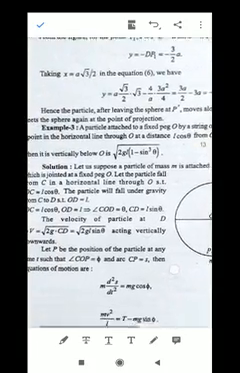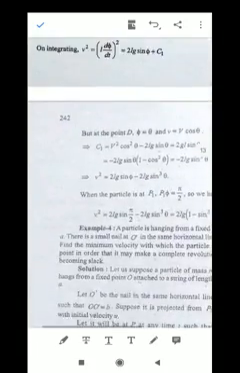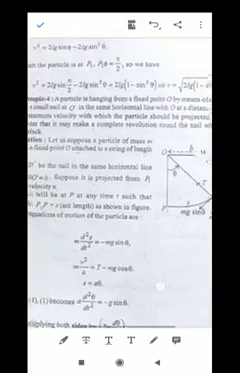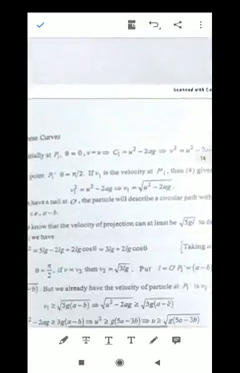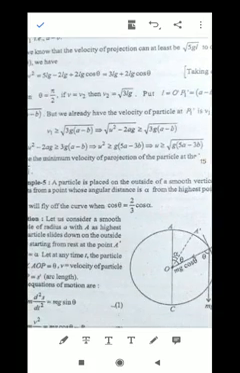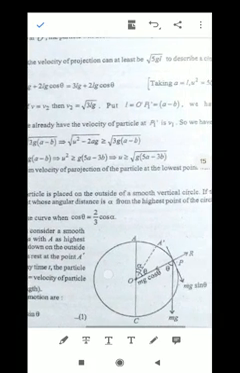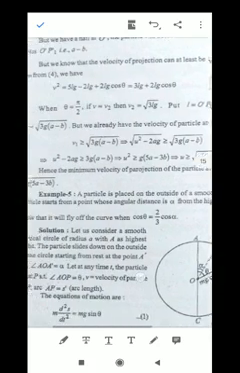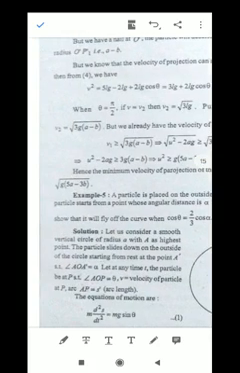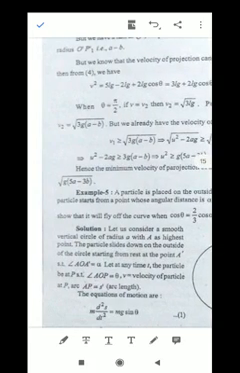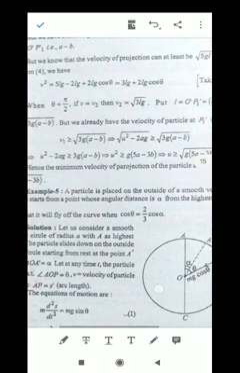In the same way we can do the next example. Let's see the fifth example. A particle is placed on the outside of a smooth vertical circle. If the particle starts from a point whose angular distance is alpha from the highest point of the circle, show that it will fly off the curve when cos theta equal to 2 by 3 cos alpha.